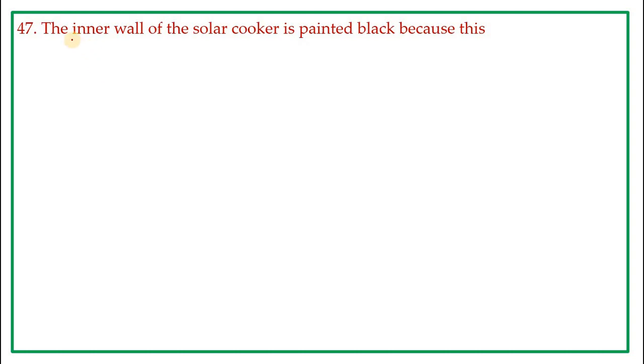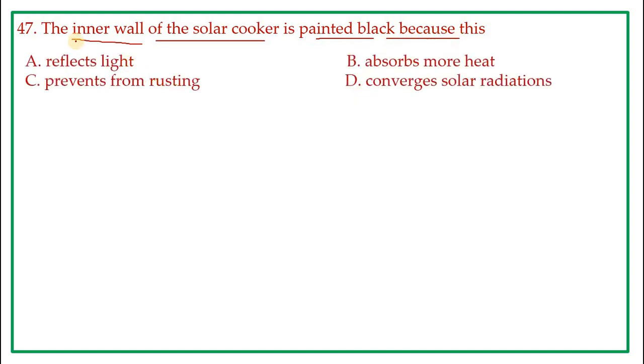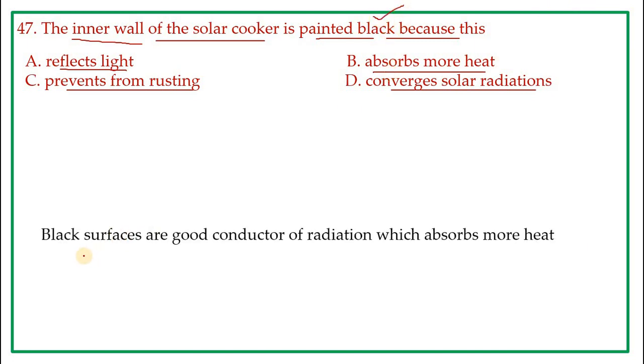47th one. The inner wall of the solar cooker is painted black because it reflects the light, absorbs more heat, prevents from rusting, or converges solar radiations. Children, we obviously know why we use this black color. Because it absorbs more heat, that's the reason. Black surfaces are good conductors of radiations. It conducts the radiations. So when it conducts the radiation, automatically it absorbs more heat.